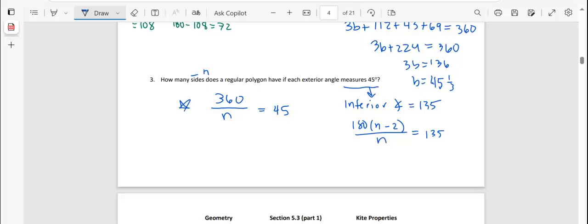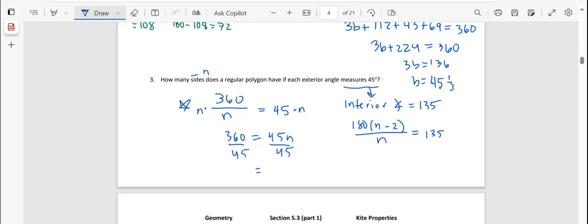I'm going to go back to this one, actually. I think it's the most efficient. To solve this equation, you're going to actually have to multiply both sides by n first. The n is in the denominator. That gives us 360 is 45n. And then go ahead and divide by 45. And we should end up with n is 8.